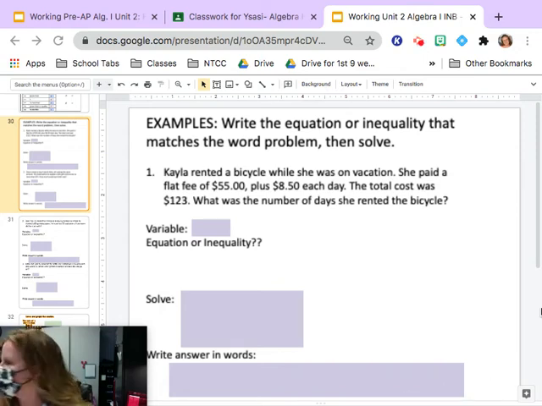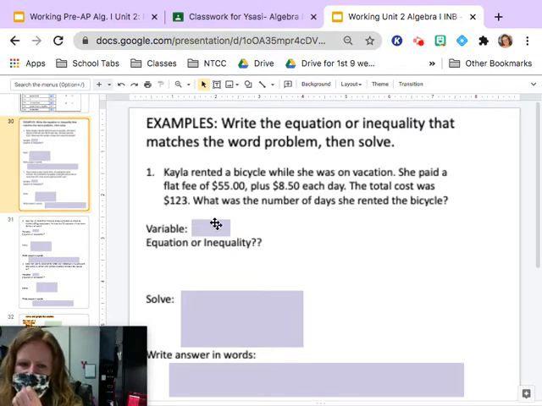We are going to finish our unit, what is this, unit 2? Digital interactive notebook. So write the equation or an inequality that matches the word problem, then solve. Kayla rented a bicycle while she was on vacation. She paid a flat fee of $55 plus $8.50 each day. Total cost was $123. What was the number of days she rented the bike?